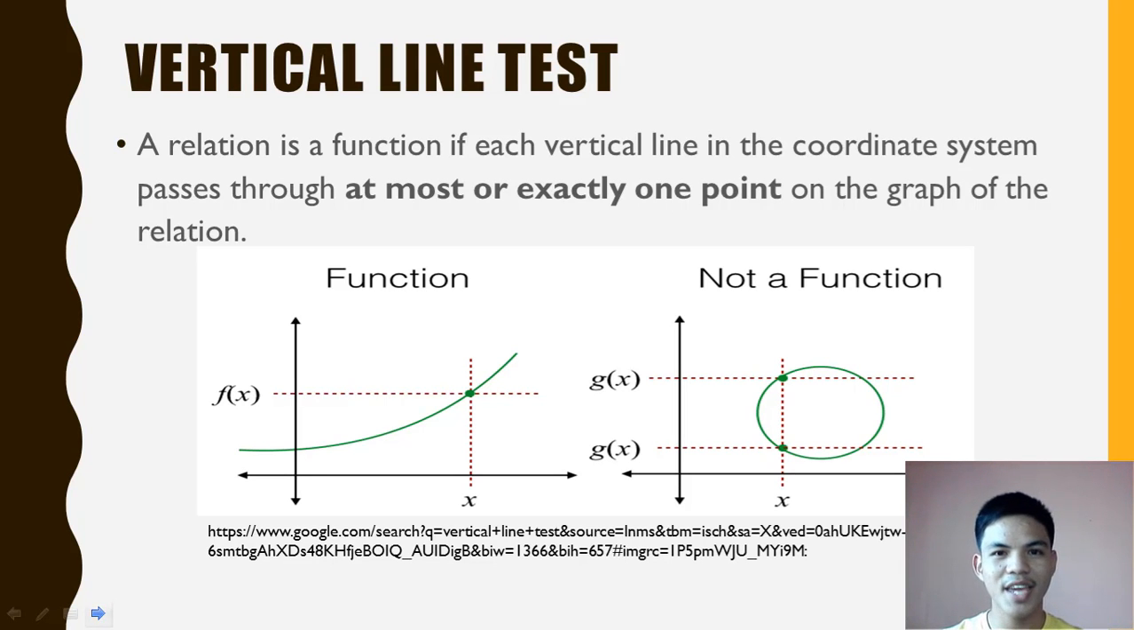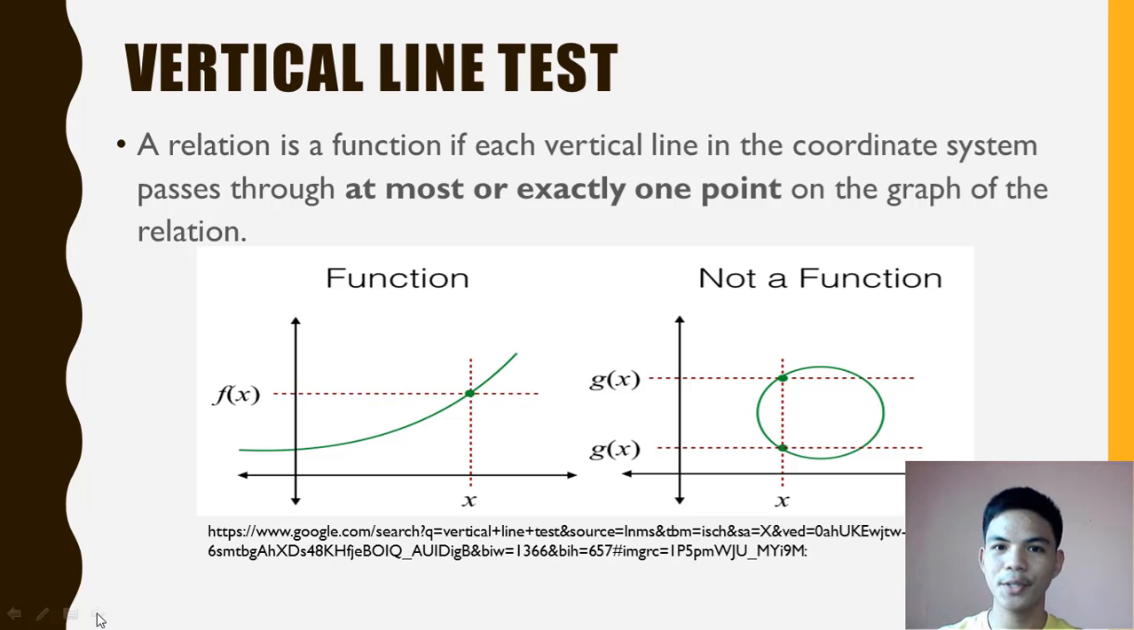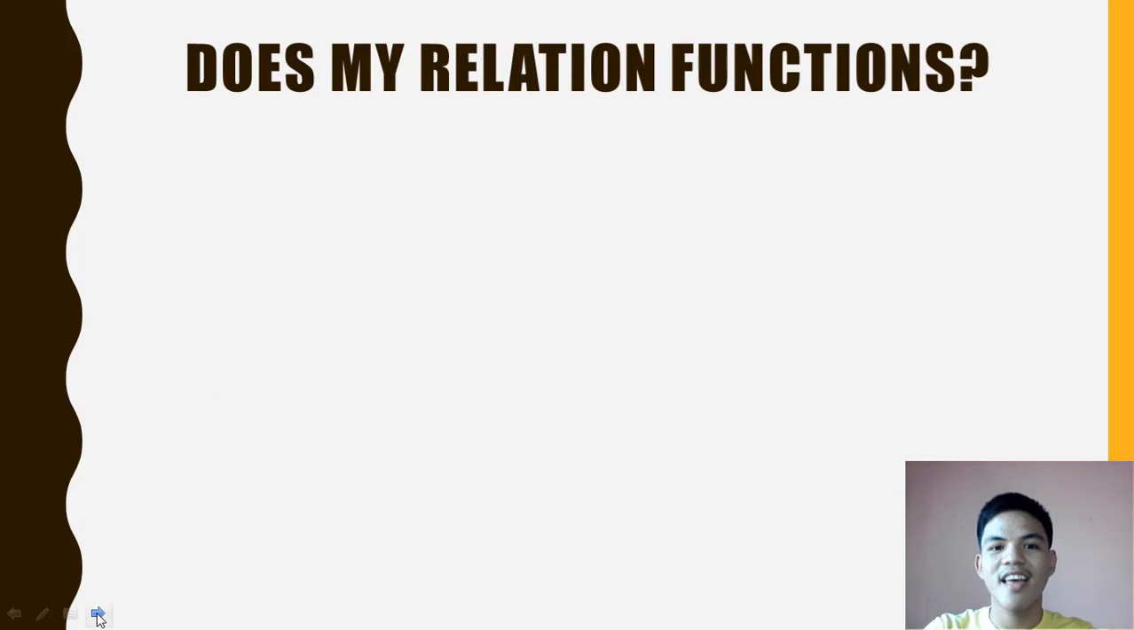Again, for you to identify if a relation is a function, first, there should be no repeating first element in the abscissa. There should be no repeated abscissa. Second is through the help of the vertical line test. The vertical line should meet the graph of the relation at exactly 1 point. And I prepared here an activity for you to test if you comprehend this topic. So this is the activity. It is entitled Does my relation function? All you're going to do is to tell whether the given is a relation or a function.